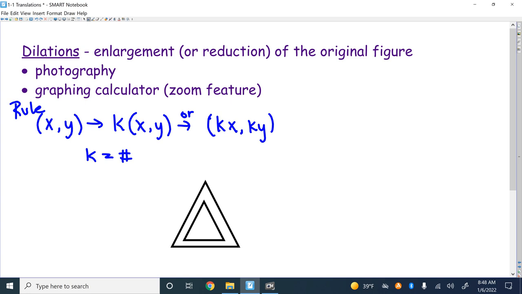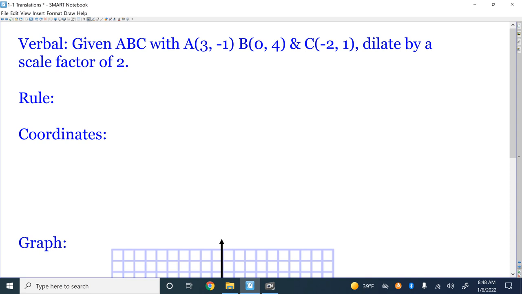All right, so let's look at our examples. Everybody got this written down? Okay. So, our first example, we are given the verbal statement. Triangle ABC has those coordinates, and we dilate by a scale factor of 2. So, those are the key words there. When you're looking, hey, what do I write down? You're going to be dilating by a scale factor of, and then whatever the number is is your multiplier. So, let's go ahead and write. Do y'all have this one down? Yeah? Okay. So, let's go ahead and write the rule for this.